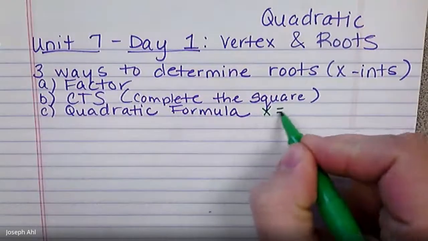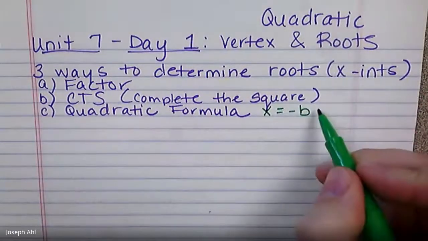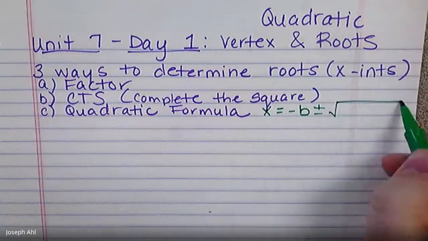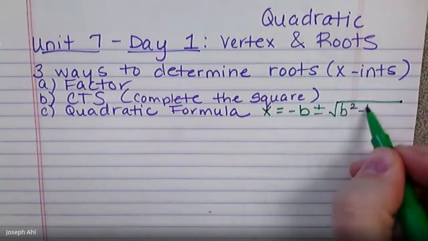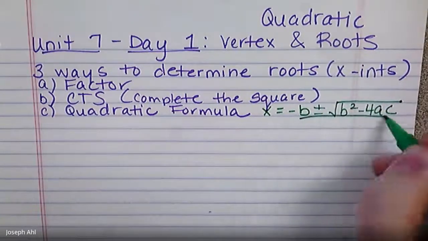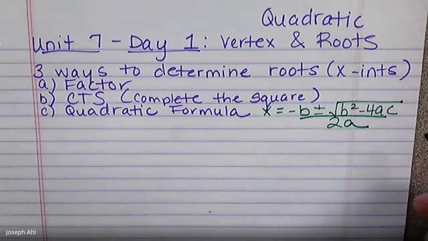So it's x equals negative b plus or minus the square root of b squared minus 4ac all over 2a.